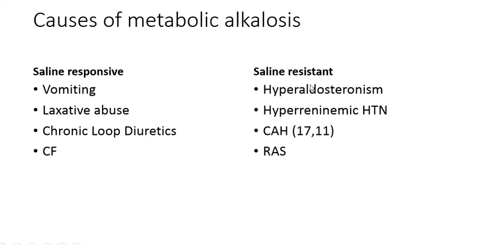For saline resistant, the major cause is primary hyperaldosteronism. Hyperreninemic hypertension is also a cause, and this includes congenital adrenal hyperplasia: 17 alpha hydroxylase deficiency and 11 beta hydroxylase deficiency are causes. I'll tell you in another video what congenital adrenal hyperplasia is. Renal artery stenosis is also a cause of metabolic alkalosis.